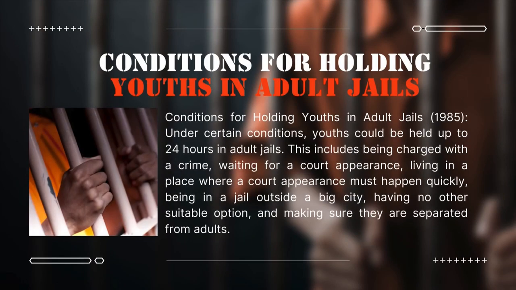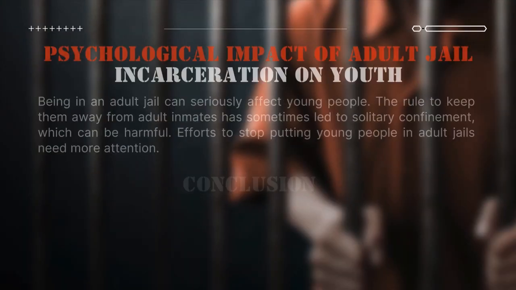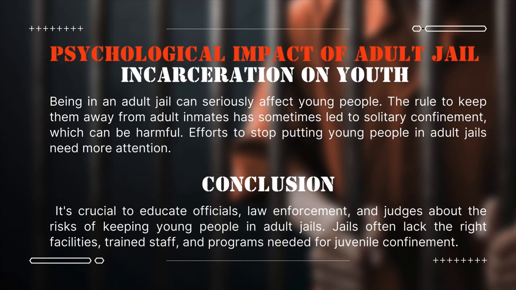So what is the condition for holding youth in adult jails? As it was stated in 1985, under certain conditions, youth could be held up to 24 hours in adult jails. This includes being charged with a crime, waiting for a court appearance, living in a place where the court appearance must happen quickly, being in a jail outside a big city, having no other suitable option, and making sure they are separated from adults.